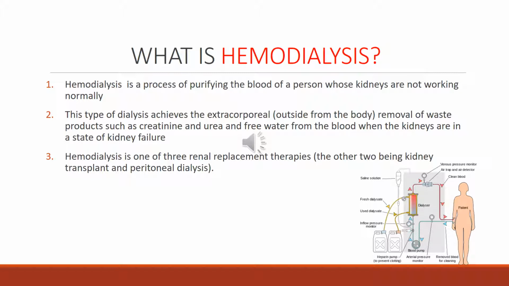In this section, I'm going to explain about hemodialysis. Hemodialysis is a process of purifying the blood of a person whose kidneys are not working normally. This type of dialysis achieves the extracorporeal removal of waste products such as creatinine and urea and free water from the blood when the kidneys are in a state of kidney failure.